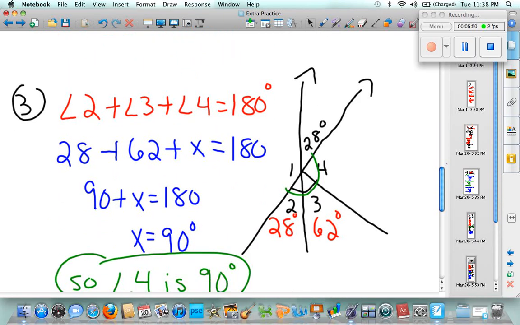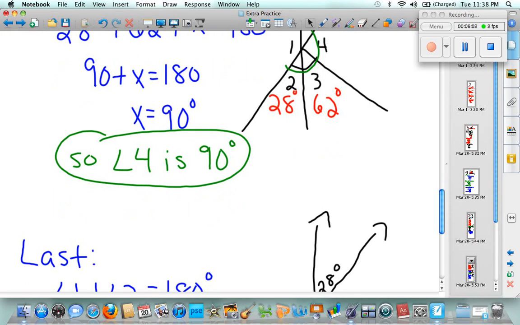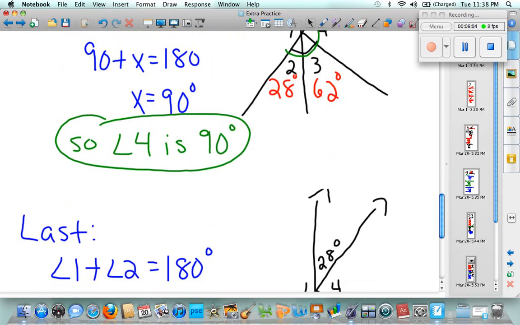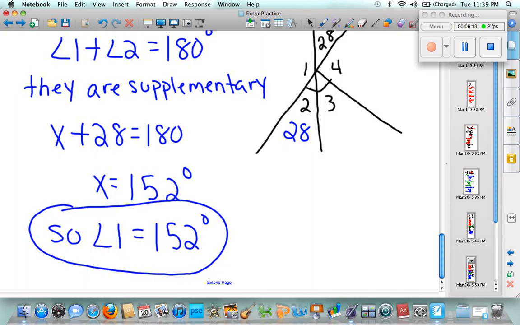Angle 2, angle 3, and angle 4 are supplementary angles. They add up to 180 degrees. Solving for x, we get 90 degrees. And last, angle 1 and angle 2, they add up to 180 degrees. They're called supplementary angles. So x equals 152 degrees. Make sure you go back through and rewind if you need to write any of this down.